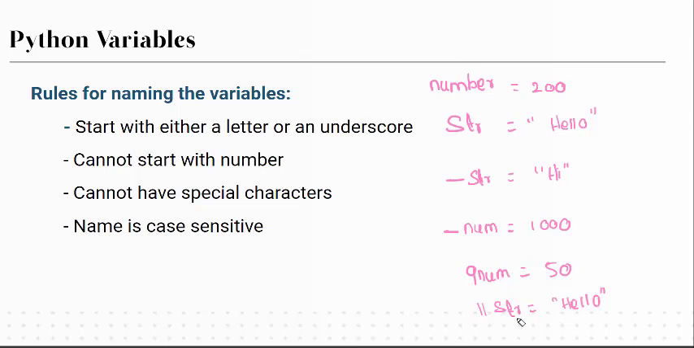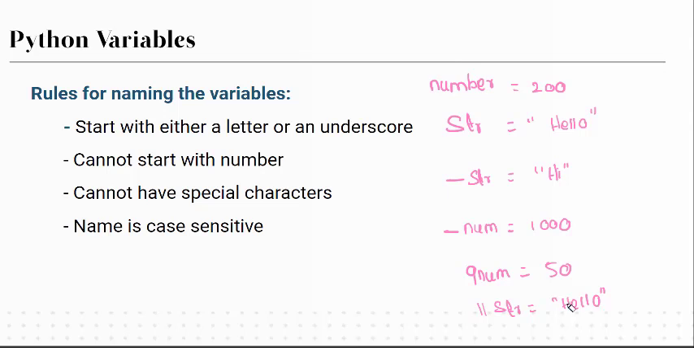See, in these two variables, the names start with a number. The first one is 9num equal to 50, and the second one is 11str equal to hello. Both are invalid variable assignments because Python does not allow variables to start with a number.